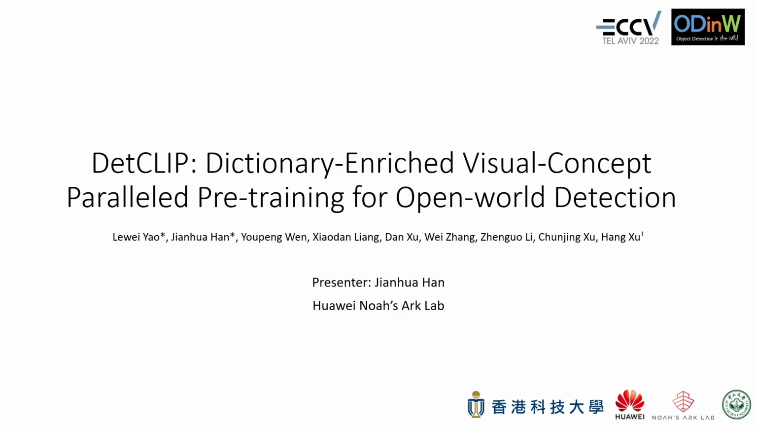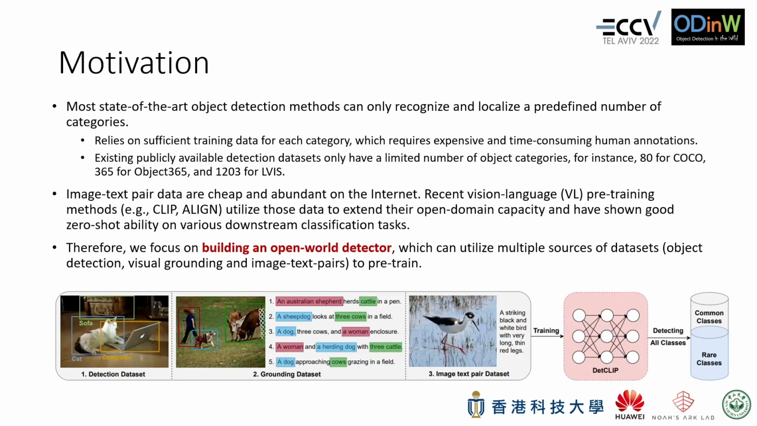Firstly, we want to talk about the motivations. That is, the most state-of-the-art object detection methods can only recognize and localize a predefined number of categories, which means they rely on sufficient training data for each category and require expensive and time-consuming human annotations. However, existing publicly available detection datasets only have a limited number of object categories. On the other hand, image-text pair data are cheap and abundant on the Internet. Recent vision language pre-training methods utilize those data to extend their open domain capacity and have shown good zero-shot ability on various downstream classification tasks.